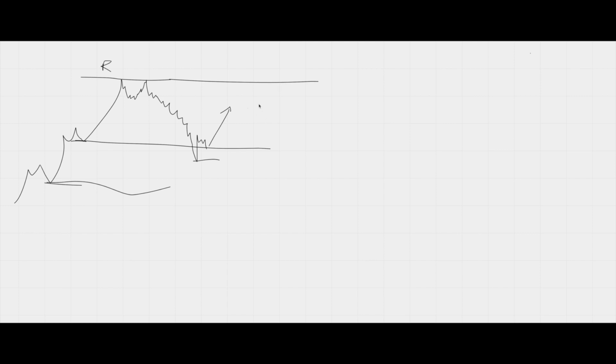I'm going to go back to TradingView and show you actual charts. I'm just trying to draw it out and make it as simple as possible. So yeah, easy thing is we know we got support, resistance. Okay.